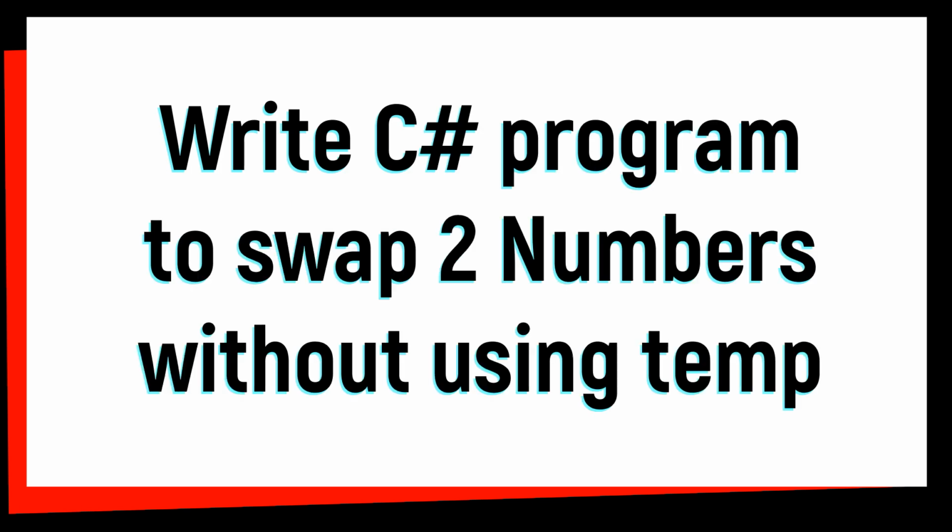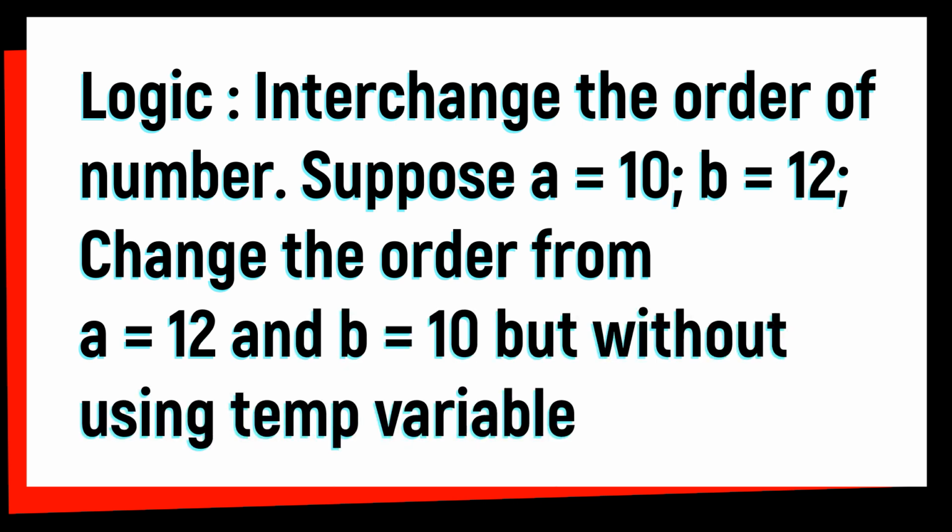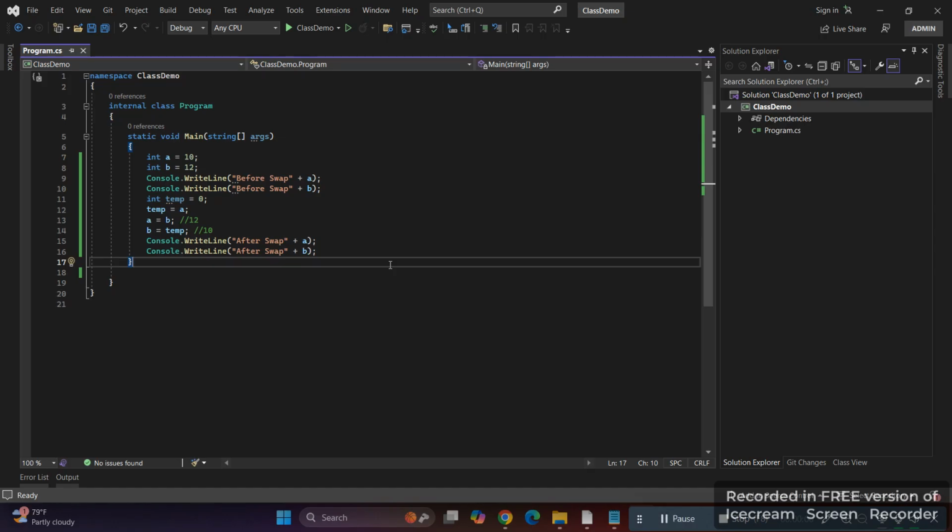Write a C# program to swap two numbers without using temp. As we saw in the first example, to swap two numbers we used a temp variable, but here we have to solve it without that. The logic is to interchange the order same as we saw before, but without using the temp variable. In the previous example, we saw how to swap two numbers using a temp variable. But this question is about how to swap two numbers without using a temporary variable. So let's see how we can achieve that.